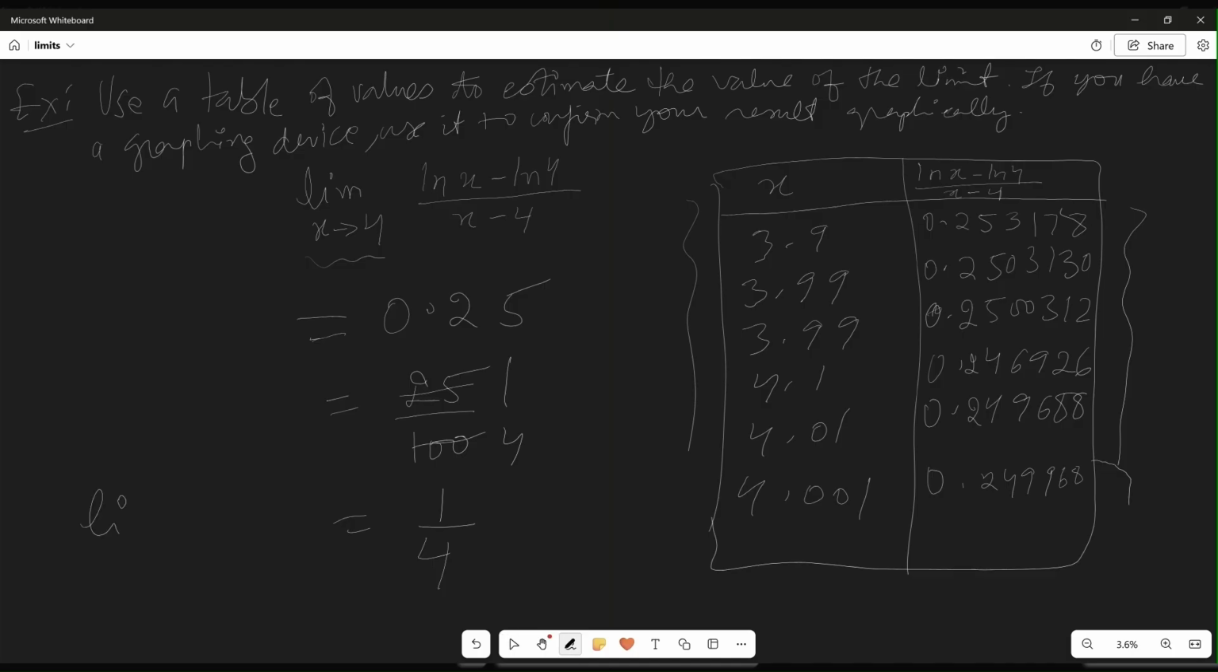So the limit for this function as x approaches 4 of natural log x minus natural log 4, divided by x minus 4, is equal to 1/4.